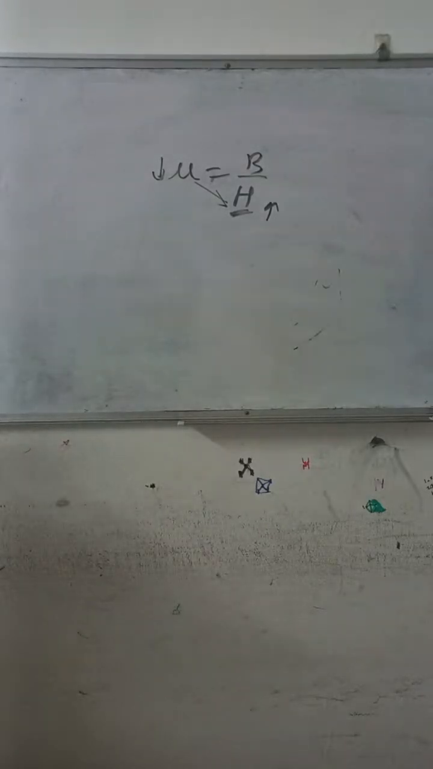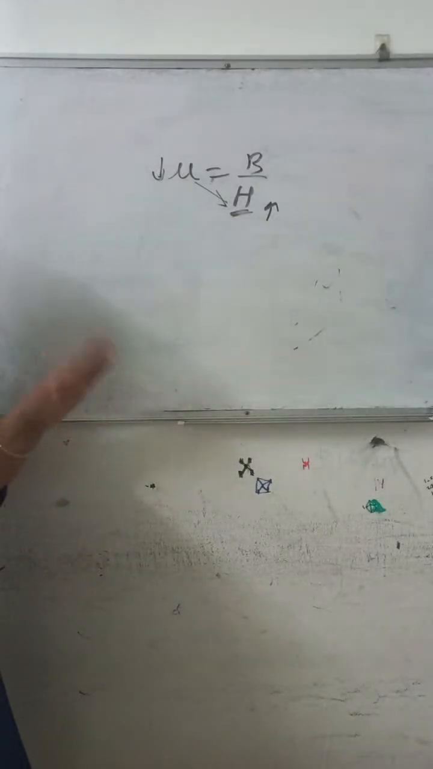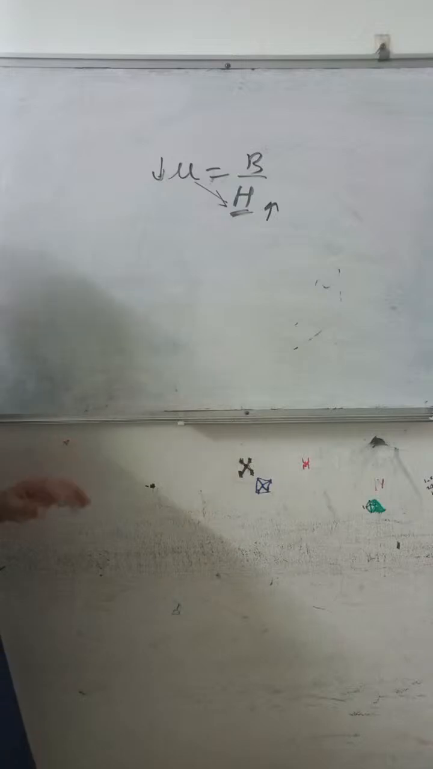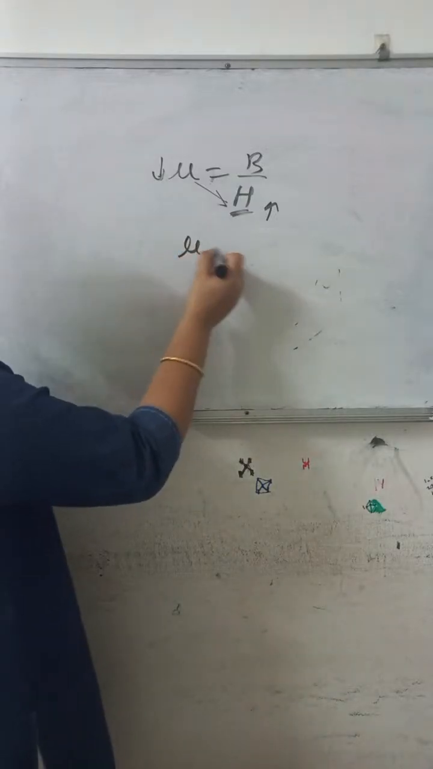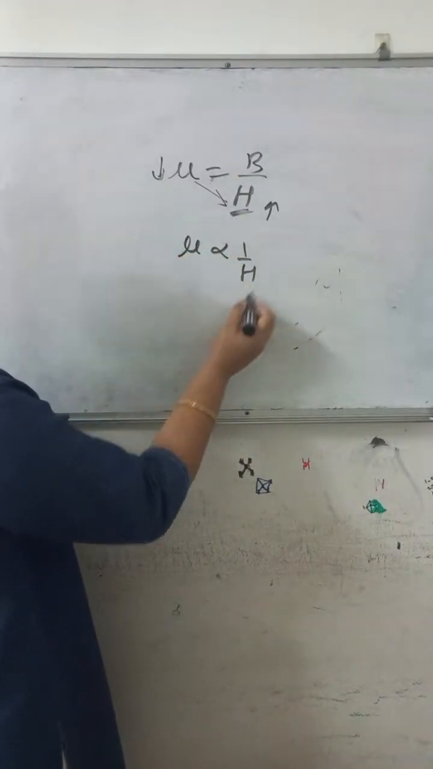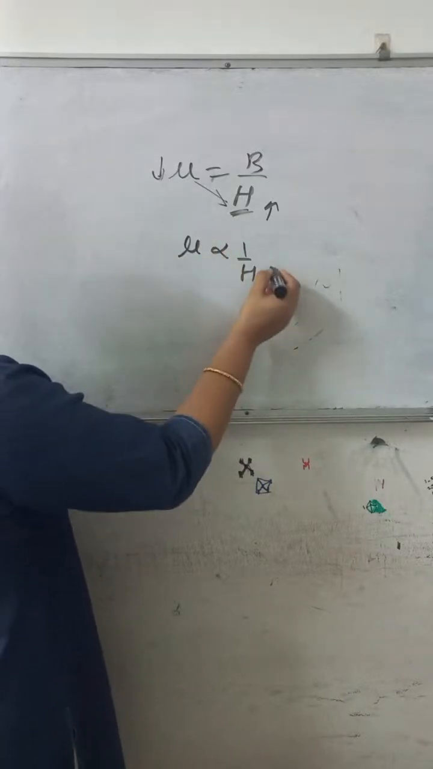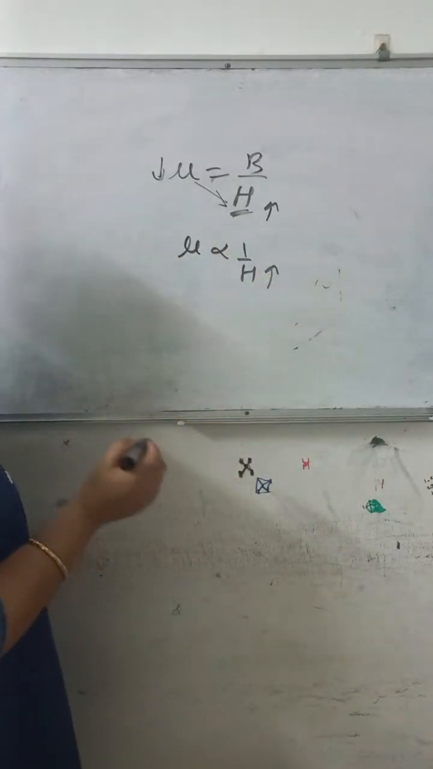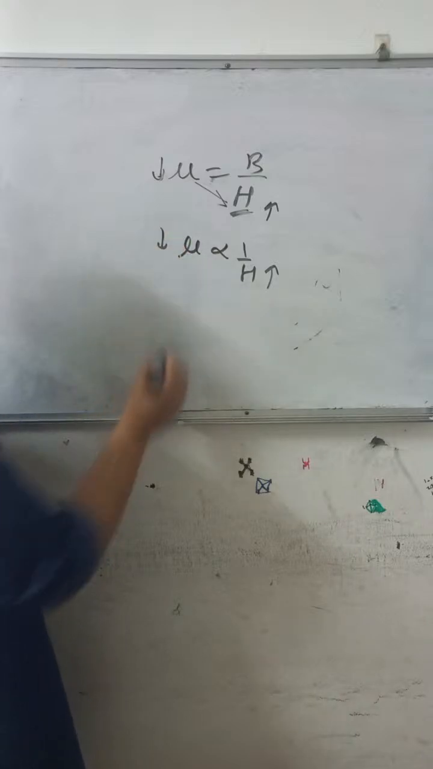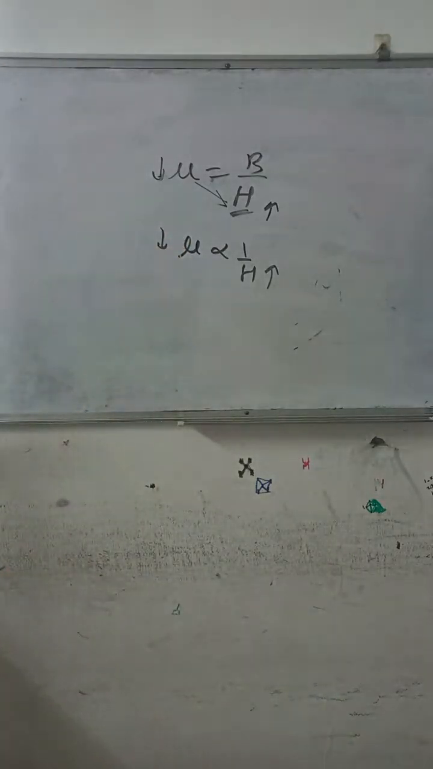Then the answer here is the first option, decreases. Don't take the option of first increases and then decreases; that is not the option. Mu and H are in inverse proportion. If the external magnetizing field increases, then mu decreases. So option A is the correct option.